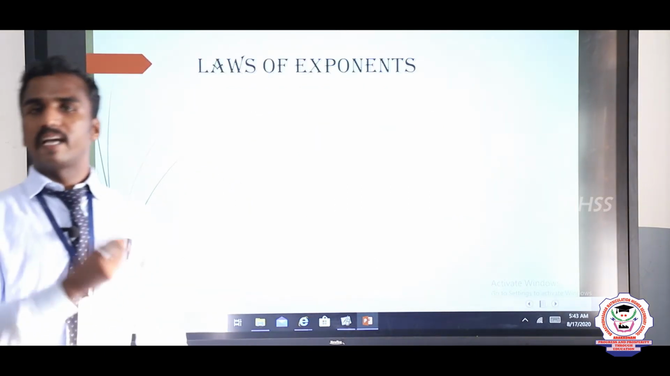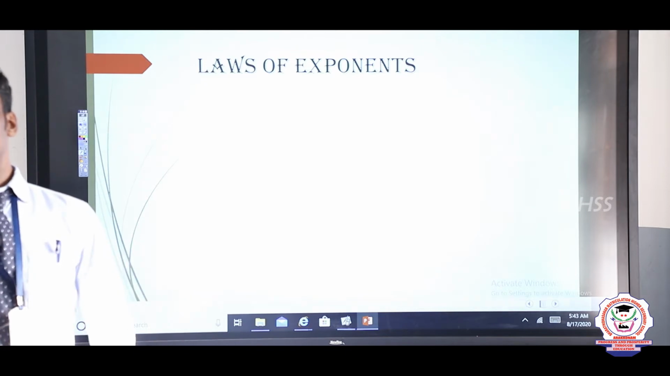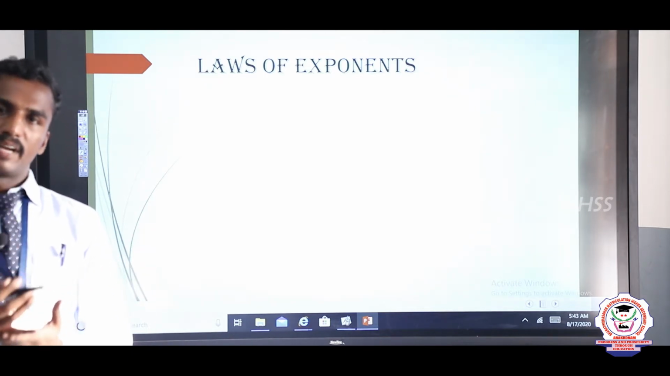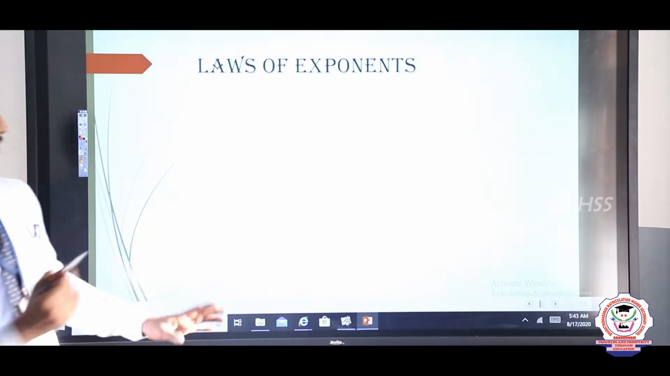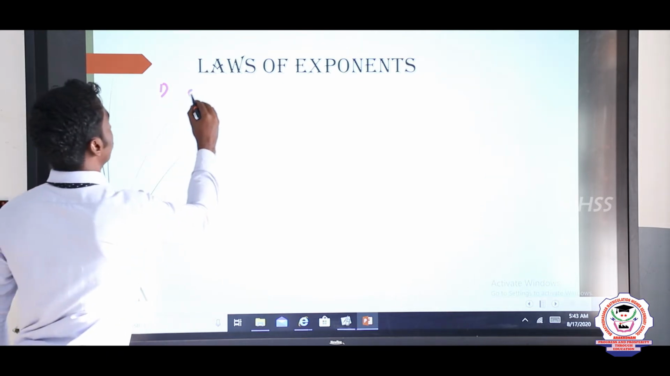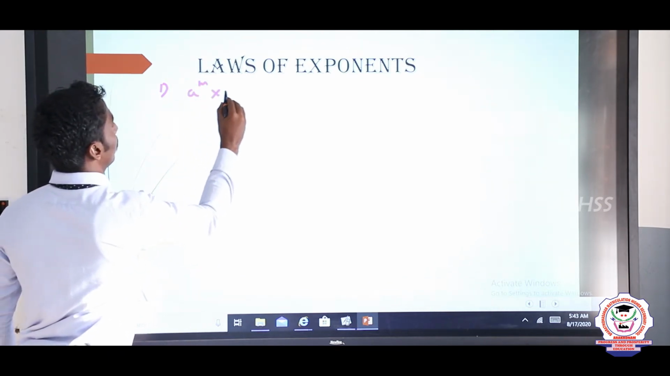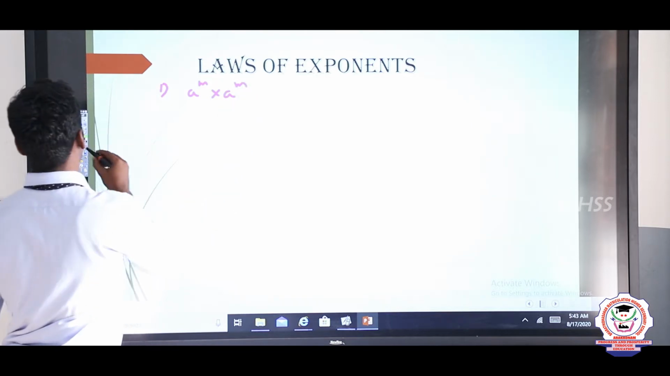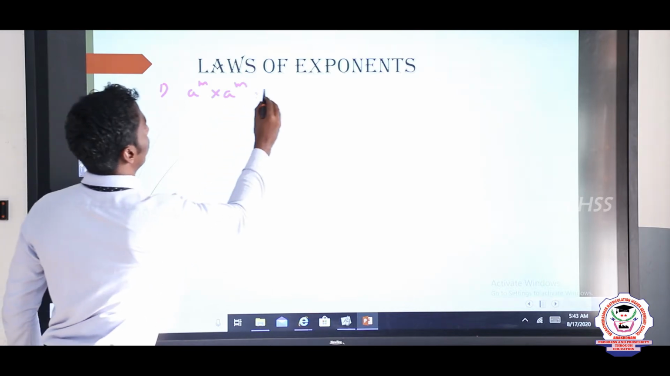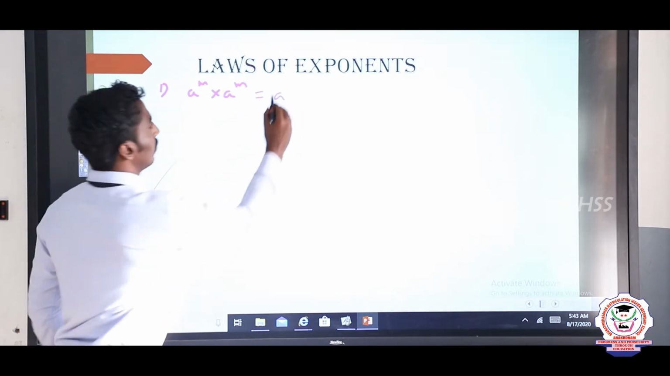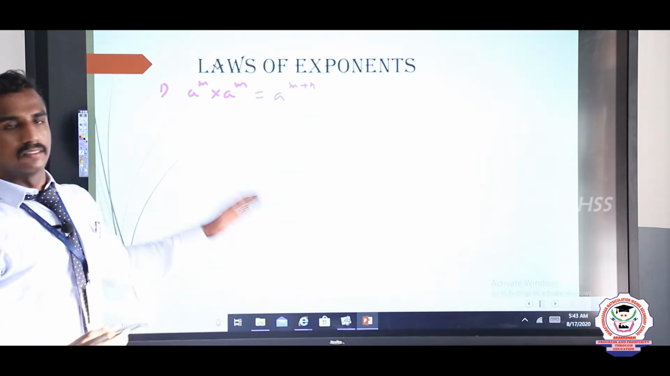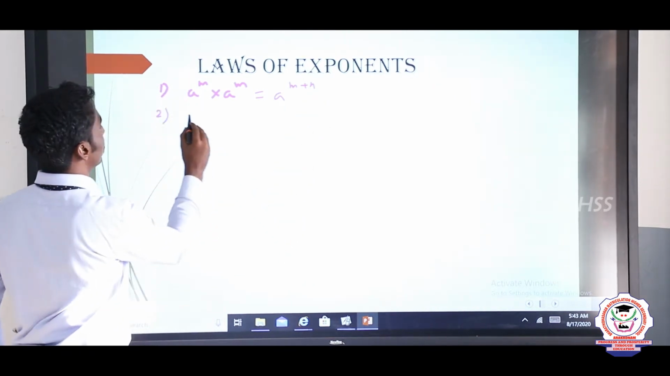First, the laws of exponents. What are the laws of exponents? Product, division, same base, and same exponents. Listen, the first one is the product: a power m into a power n equal to a power m plus n. This is the product.